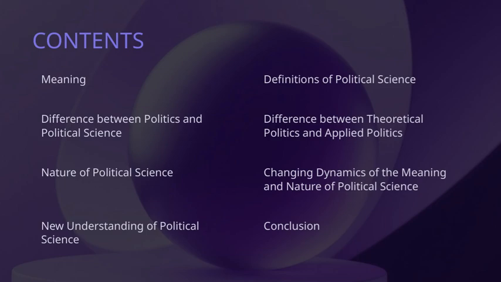When we talk about the definitions of political science, they have expanded to encompass a broader understanding of power, authority, and governance. This new perspective on political science helps us see it not just as a study of government institutions, but as a discipline that includes social, economic, and cultural factors influencing politics. Understanding the nature of political science now involves appreciating its interdisciplinary approach and its relevance to contemporary issues.